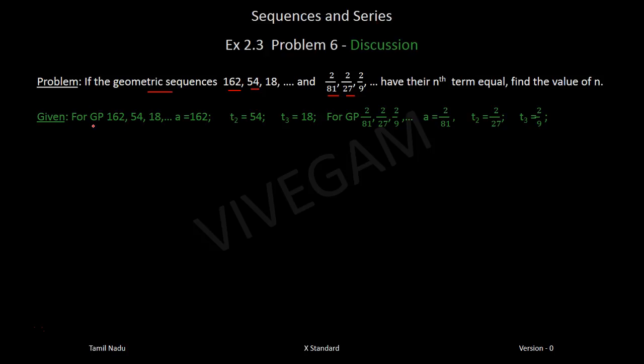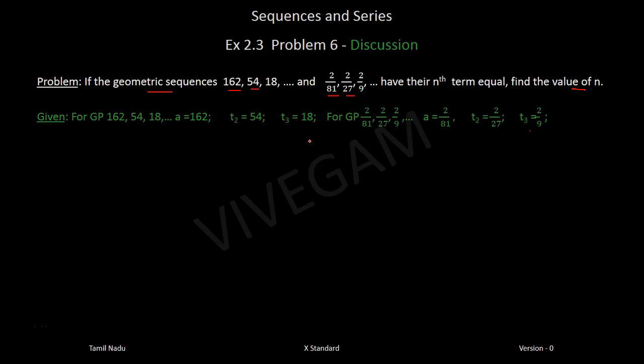For the GP 162, 54, 18, a equal to 162, t2 equal to 54 and t3 equal to 18. This is not required. For the GP 2/81, a equal to 2/81, t2 equal to 2/27 and t3 equal to 2/9. So what are we asked to find? We are asked to find the value of n, and it's also given that the nth term of this sequence equals the nth term of this series. That also needs to be written. I missed it out. We'll make that correction next time.